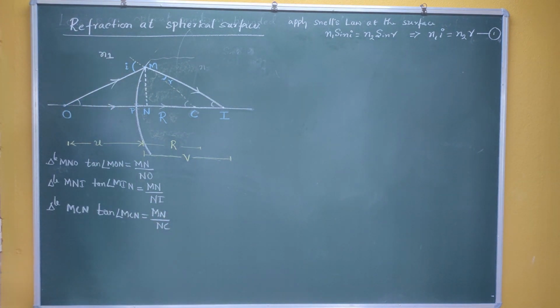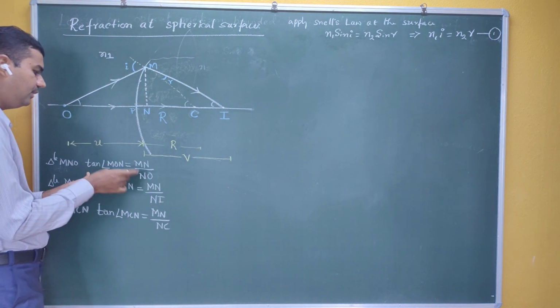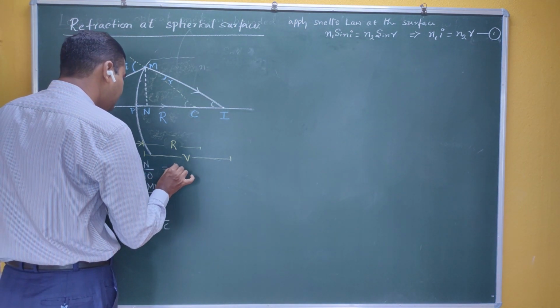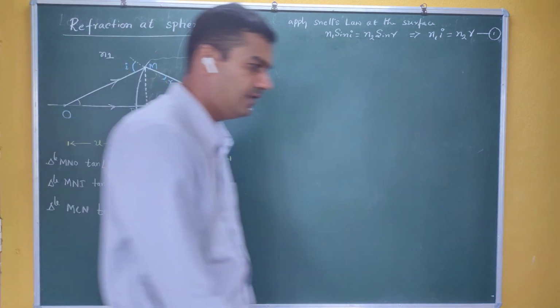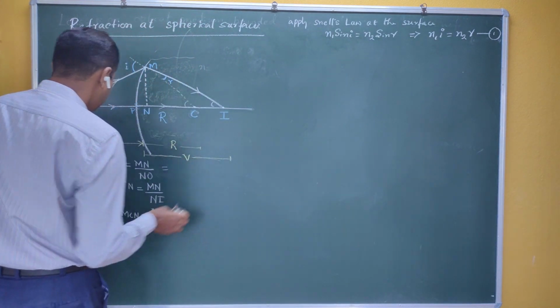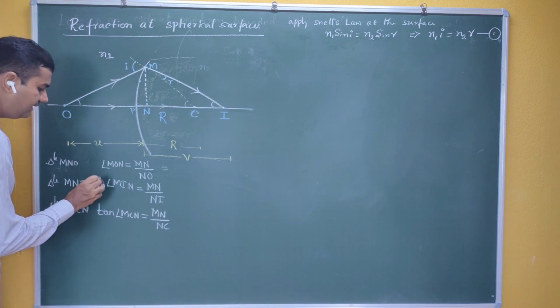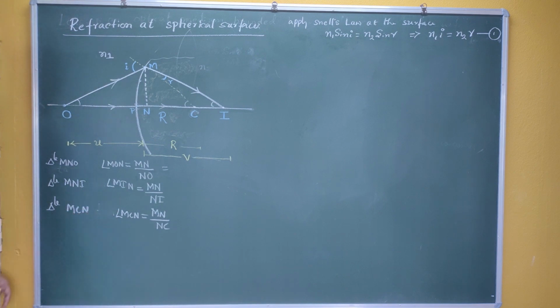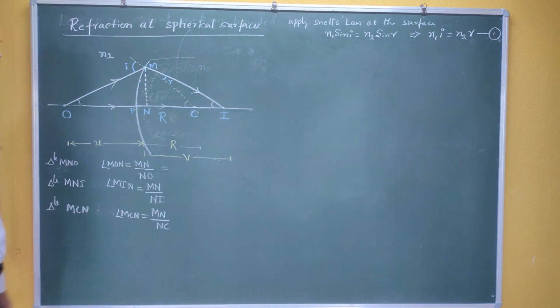This is correct. Again, as I said, these angles are very small, so tan of theta is nearly equal to theta. Therefore, tan of MON can be written as angle MON only. Are you getting me? The tan of these angles are considered to be very small, therefore tan of theta can be written as theta. Therefore, instead of tan of MON, I simply write angle MON, angle MIN, and angle MCN. Now we have to connect the relation between I and these angles.